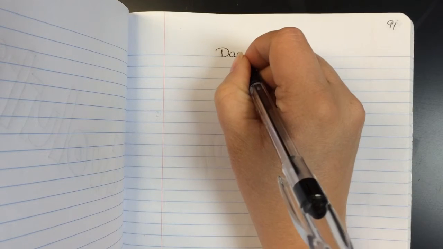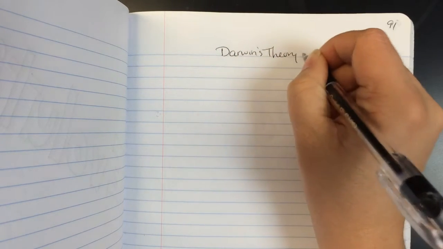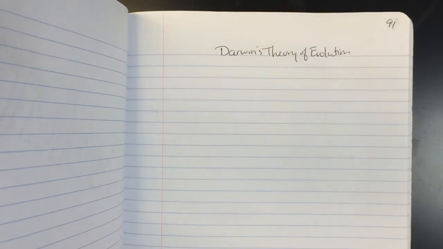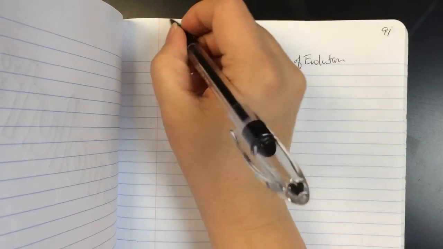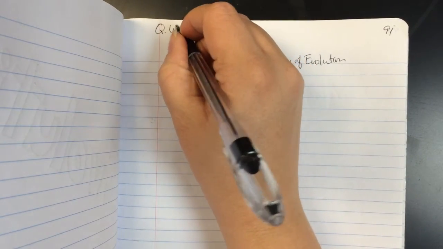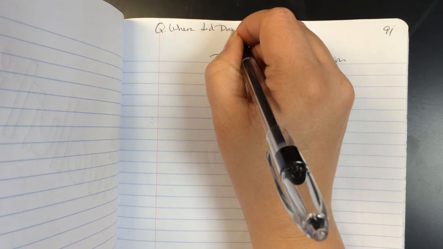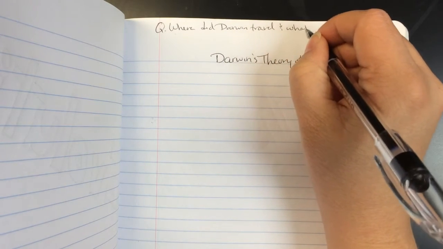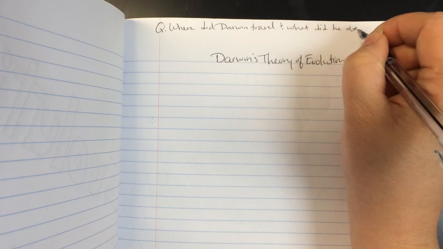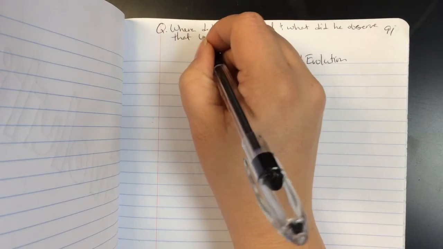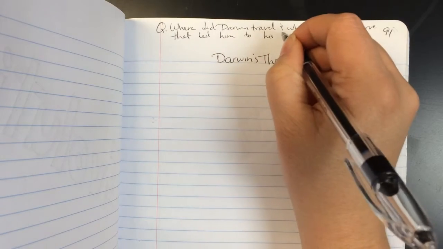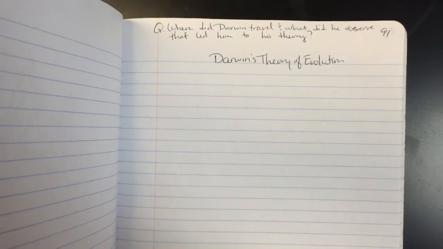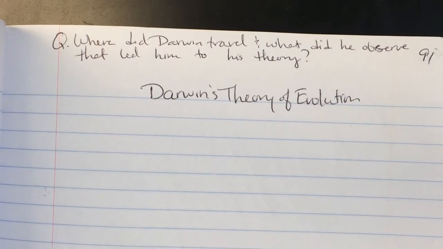So our title for our notes is Darwin's Theory of Evolution. And our question for this is, where did Darwin travel? And what did he observe that led him to his theory? So zoom in there a little bit, and you might need to pause so you can get that, but where did Darwin travel and what did he observe that led him to his theory for Darwin's theory of evolution?